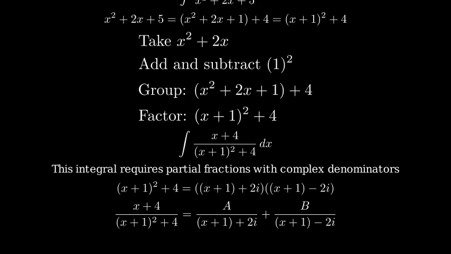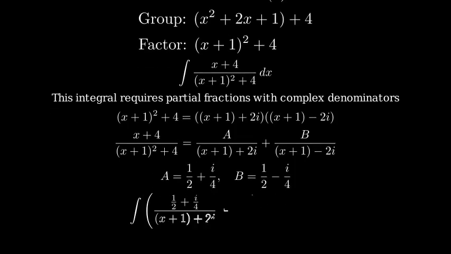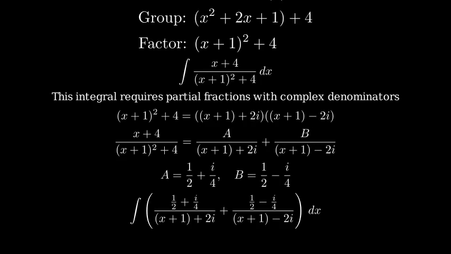After solving for A and B, we get that A equals 1/2 + i/4, and B equals 1/2 - i/4. Substituting these values back, our integral becomes the integral of (1/2 + i/4) times 1 over (x + 1 + 2i) plus (1/2 - i/4) times 1 over (x + 1 - 2i) dx. The integral of 1 over (x + a) is the natural log of the absolute value of x + a.